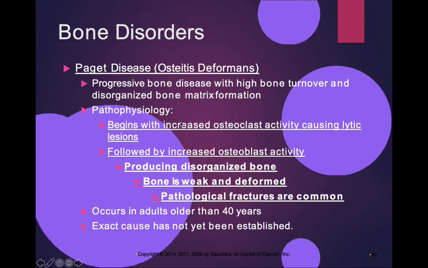So it begins with this increased osteoclast activity, right? Osteoclasts break down, causing lysis, it's going to break down bone. And then it's going to be followed by an increased osteoblast activity. But when it produces the bone, it's going to be disorganized, which creates a weakness of the structure because it's not structured in an organized way. If the structure is poor, the function is going to be poor. So then you start to develop these pathological fractures.